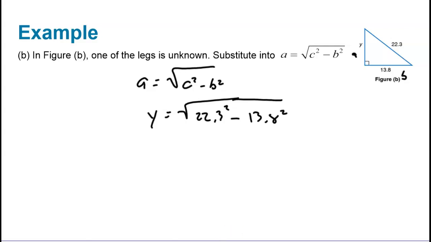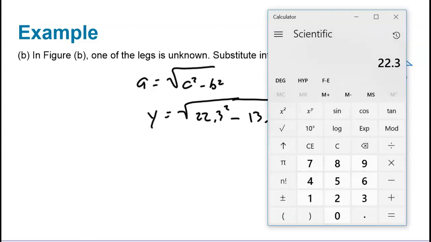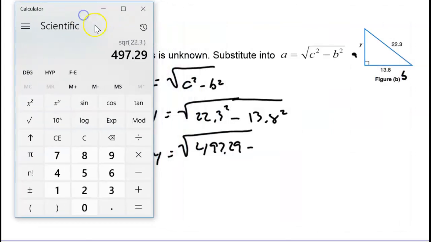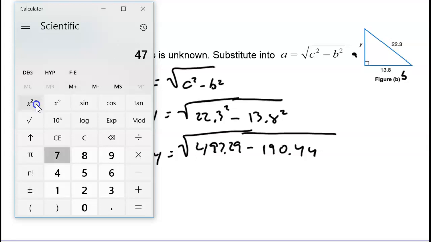And when we get this, we can look this up. 22.3 squared is 497.29, minus, excuse me, 13.8 squared is 190.44, and subtracting 497.29 minus 190.44, we get 306.85.